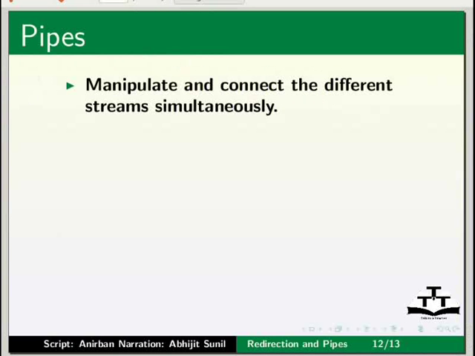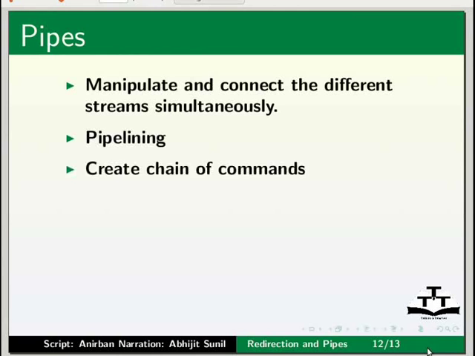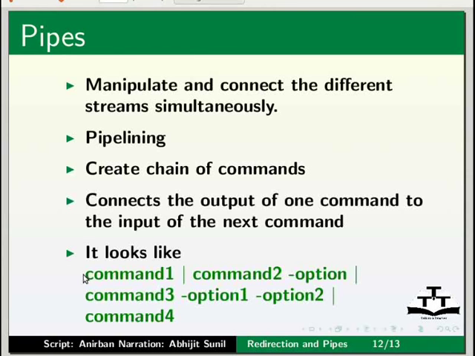We have seen how the three streams standard out, standard in, standard error are redirected and manipulated separately, but the real power of this concept can be seen when we can manipulate the streams together, that is, connect the different streams. This process is called pipelining. Pipes are used to create chains of command. A pipe connects the output of one command to the input of the next command in the chain.